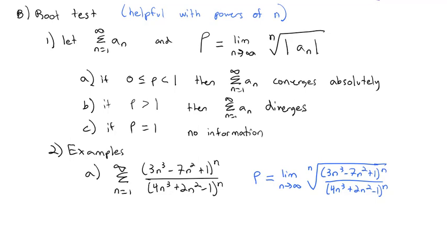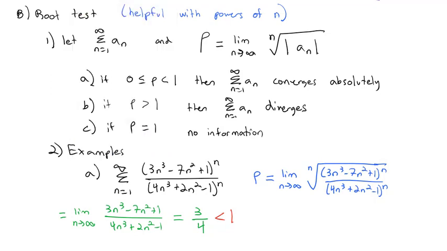And what's nice about that is the nth root takes care of those nth exponents as we take the nth root of the numerator and denominator. So we're left with the limit of 3n cubed minus 7n squared plus 1 over 4n cubed plus 2n squared minus 1. And we know the largest exponents take over, which is going to leave this with just 3/4, which is less than 1.